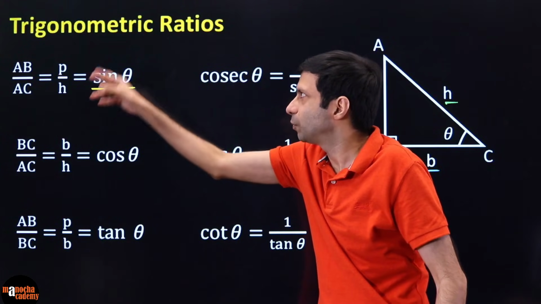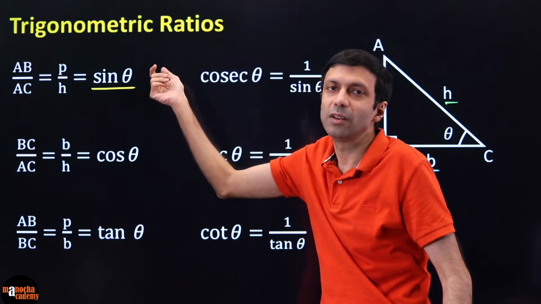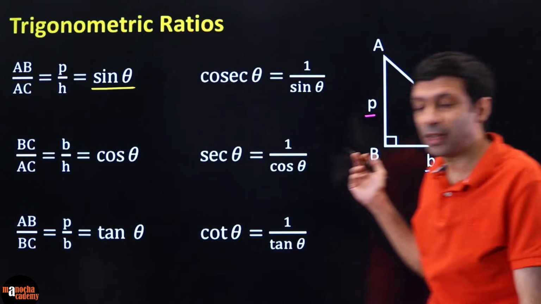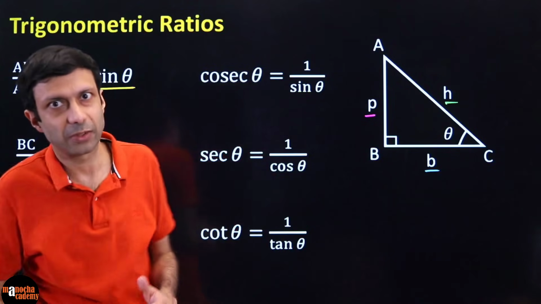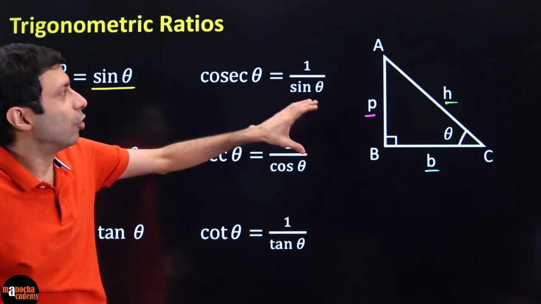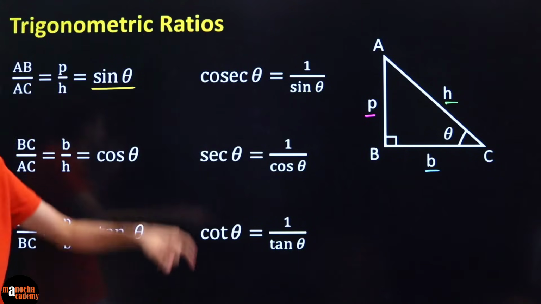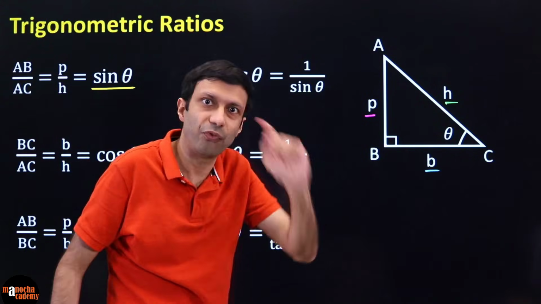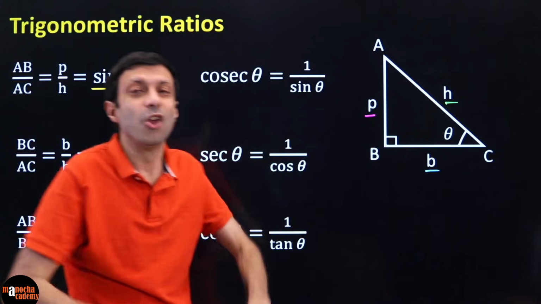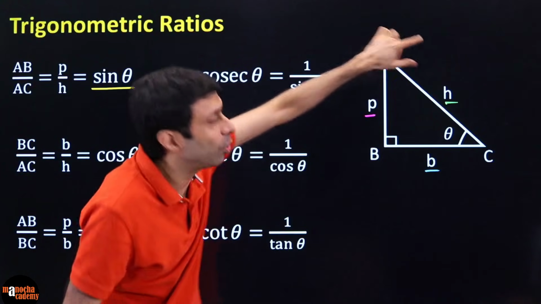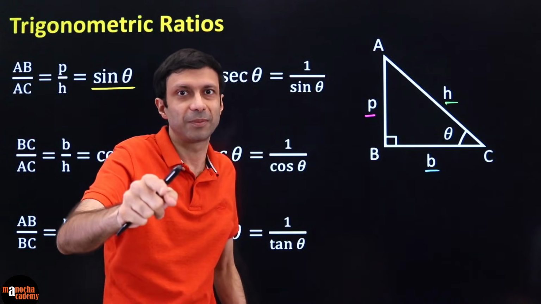So this P by H, perpendicular by hypotenuse, is dependent on theta, the angle. So that's why it's called sine theta. But if this angle theta is fixed, right, then that ratio is fixed. So if it's a 60 degree angle, no matter what right angle triangle you take, its perpendicular by hypotenuse will be the same. Okay, so if you fix that theta, if you make it 60 degrees, no matter what right angle triangle you take, how small or big, the ratio of P by H will be fixed.